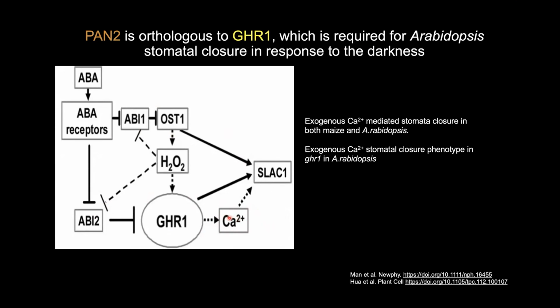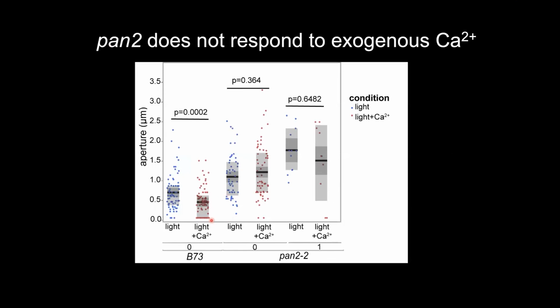So I wanted to know if extra calcium can also rescue the PAN2 mutant phenotype. I did this experiment, and you can see here in B73, when we applied extra calcium, it reduced the stomata closure defect. However, in the PAN2 single mutant, we didn't see calcium rescue the stomata closure defect. That means it has a distinct signaling pathway from GHR1 in Arabidopsis.